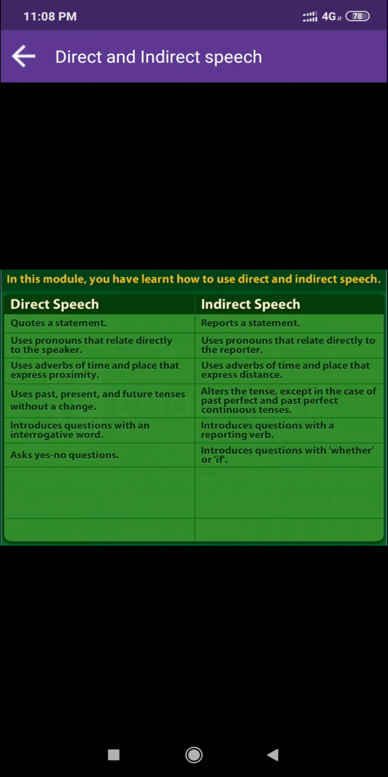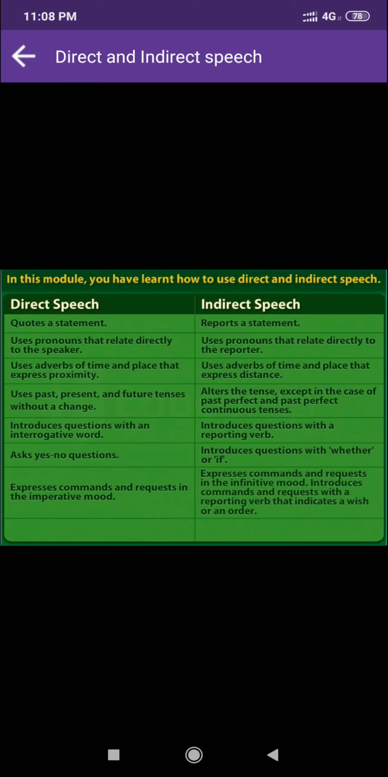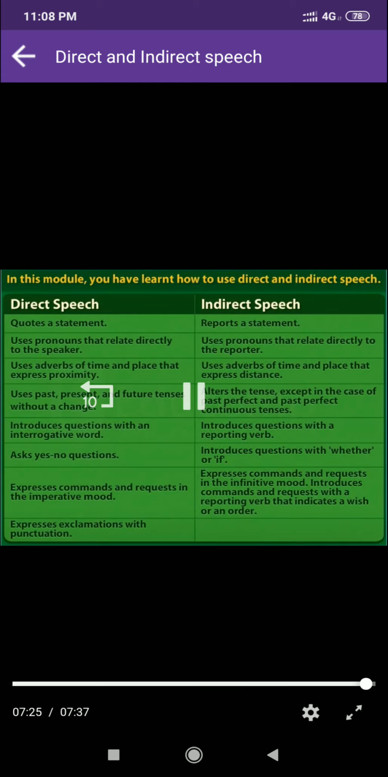Direct speech expresses commands and requests in the imperative mood. Indirect speech expresses commands and requests in the infinitive mood. It introduces commands and requests with a reporting verb that indicates a wish or an order. Direct speech expresses exclamations with punctuation. Indirect speech expresses exclamations with exclamatory verbs as statements.